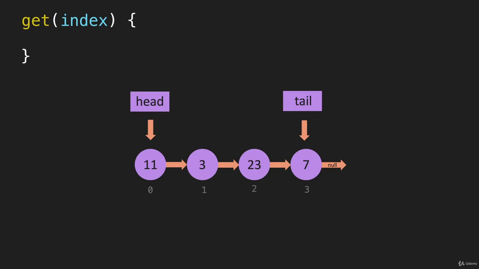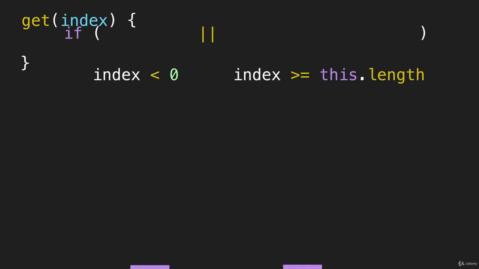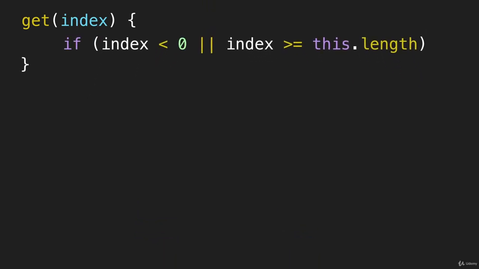I'm going to start with a singly linked list, and we'll walk through this, and then we'll look at the differences. With a singly linked list, you could have something at the index of 0, 1, 2, 3. But you can't have an index less than 0, or an index that is greater than or equal to the length. This is going to be the case whether you have a singly linked list or a doubly linked list. If either of these are true, then we're going to return undefined.